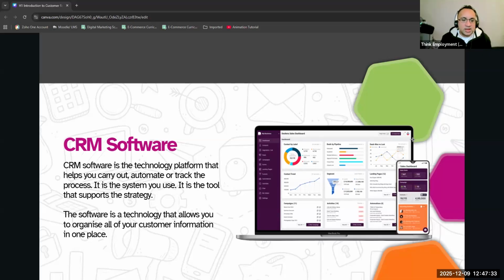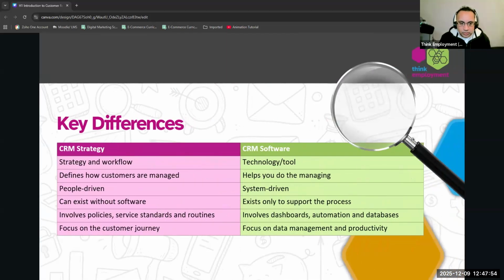So CRM software is a technology platform that helps you carry out, automate, or track the process. It is a system you use. It is the tool that supports the strategy. The software is a technology that allows you to organize all of your customer information in one place. So now let's look at the differences to understand. When we look at the strategy itself, you've got the strategy and the workflow. And when you look at the CRM, you've got the technology and tool.